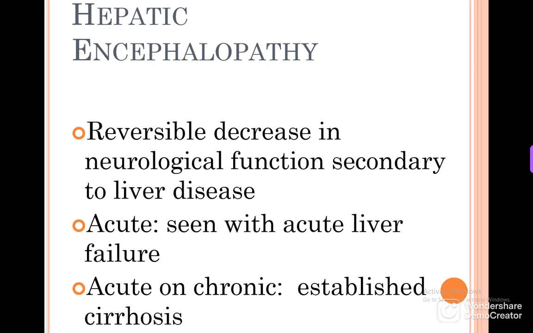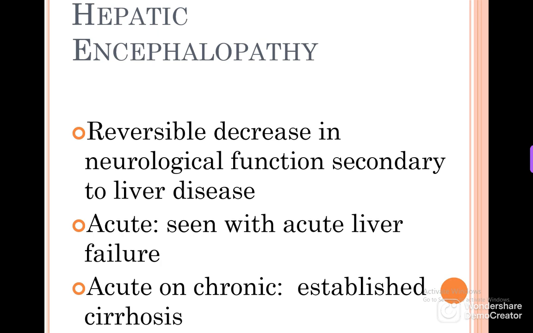It may be acute, seen with acute liver failure. It may be acute on chronic, in established cirrhosis. In acute fulminant liver failure or fulminant hepatitis, we have seen this condition many times, whether it is A, B, C, D, E, whatever it is, because the destruction of the hepatocytes is so much that the liver will not cope. The nitrogenous substances which are supposed to be catabolized in the liver cannot be catabolized, so they enter the systemic circulation and then affect the brain functions.